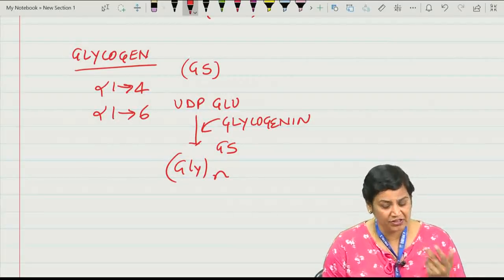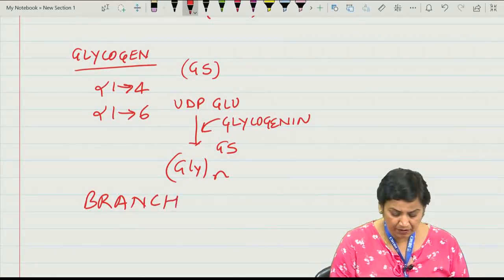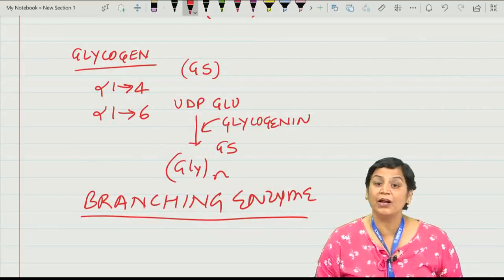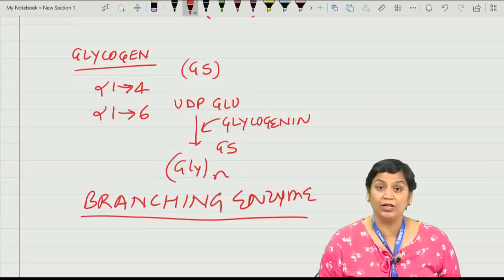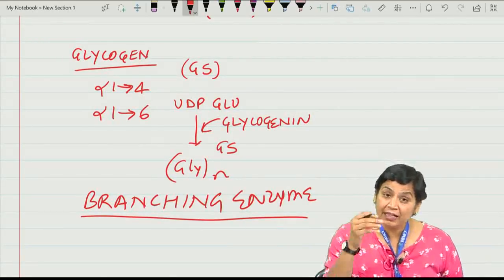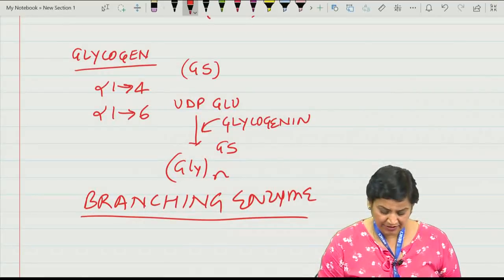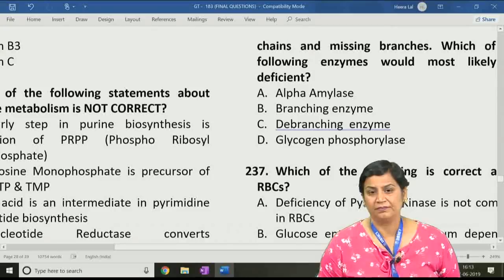So obviously the deficient enzyme would be branching enzyme, isn't it? Branching enzyme is catalyzing the branching, incorporating the alpha-1,6 linkage in the molecule of glycogen, in the presence of glycogen synthase and branching enzyme. So it's clear. The answer is branching enzyme.